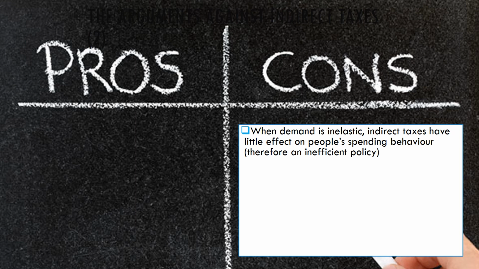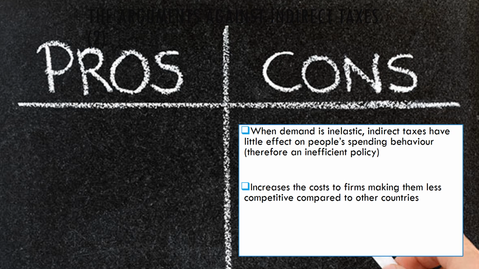Some more disadvantages: when demand is inelastic, indirect taxes have little effect on people's spending behavior. People are not very sensitive to price and still consume the same quantity. It also increases the cost to firms, making them less competitive if they're trying to sell their products and compete with other countries around the world. Firms might also be fed up with government meddling in their affairs and the introduction of a tax, and they might move to another country where perhaps there are no equivalent taxes.